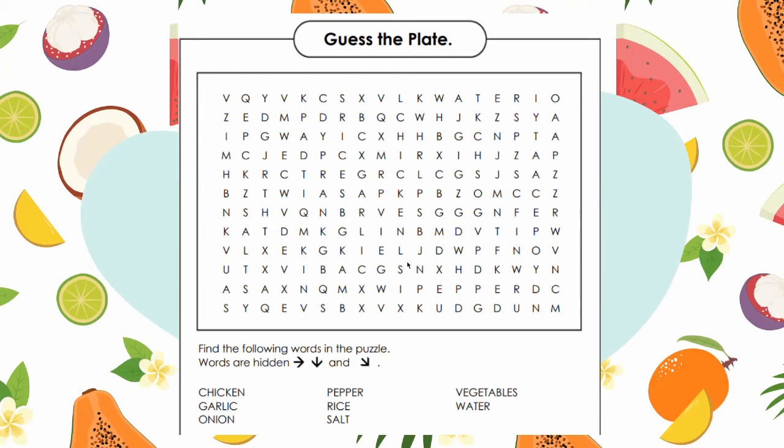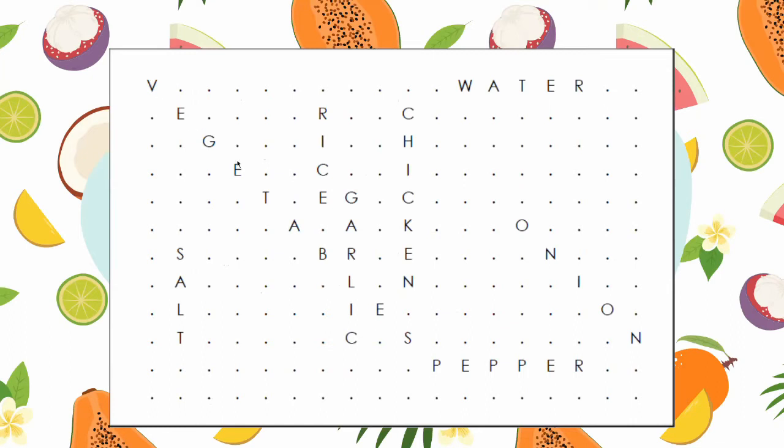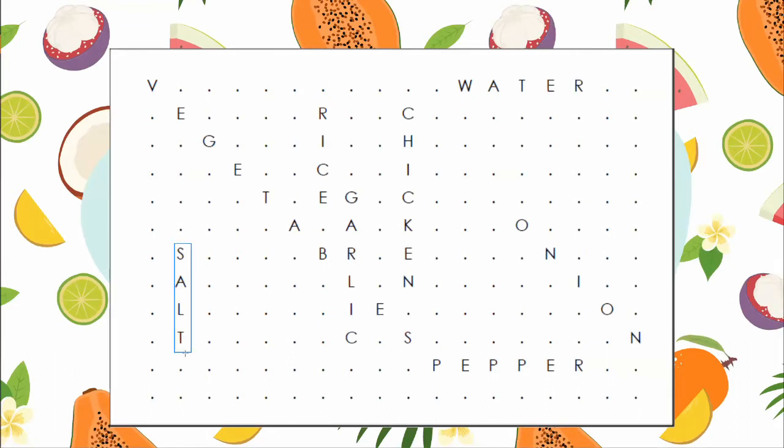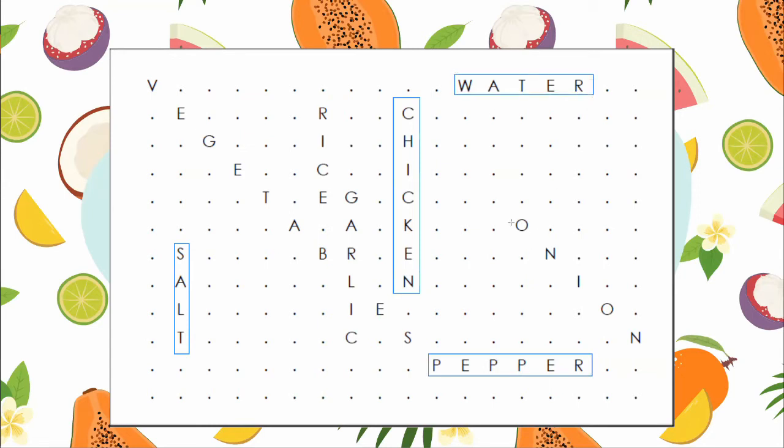Okay, so now that the 5 minutes have passed, let's review. Where do we have the words? Here we have vegetables, from the corner in this direction. Here we have rice, garlic, salt. Let me select it with this. So here we have salt, chicken, pepper, water, and onion. Which one else? No, those are all the words. All right. Okay, so this was the first puzzle.